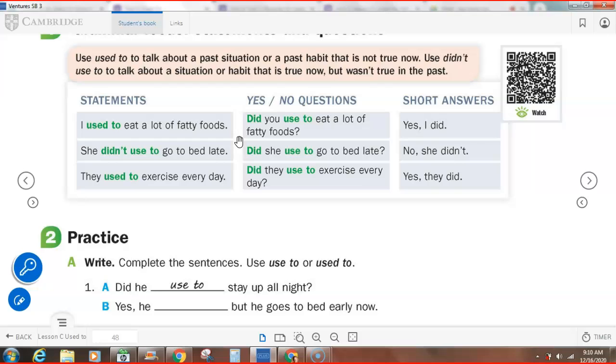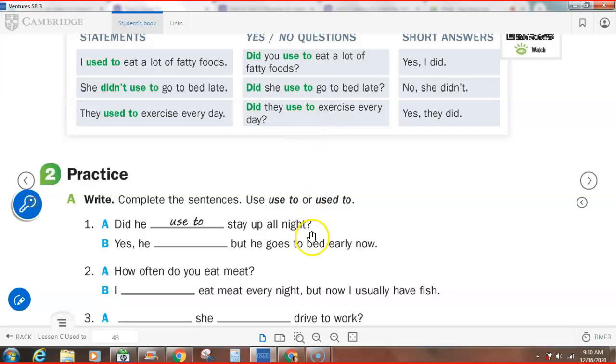And then finally, notice the word order when you have a question. Again, you need did to form the question. So it's a helping verb, then the subject, and then used to with no D on it. Did he used to go to bed late? Good. I think you understand that. Let's practice a little bit.